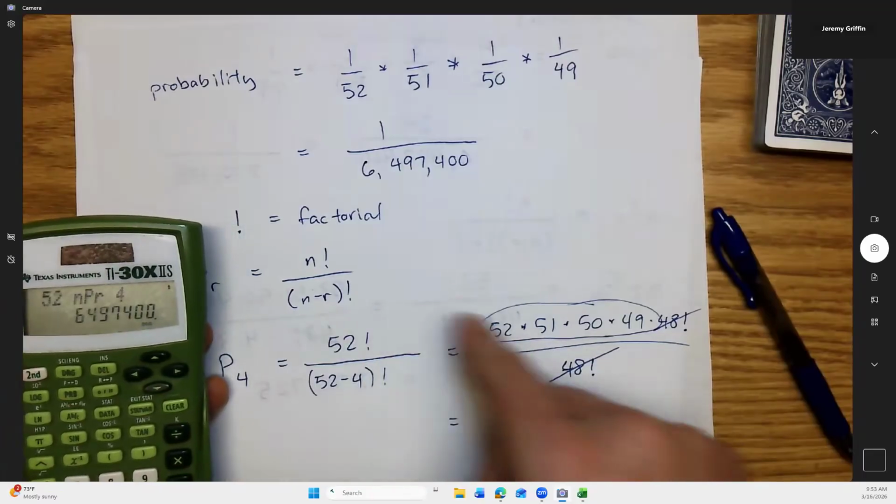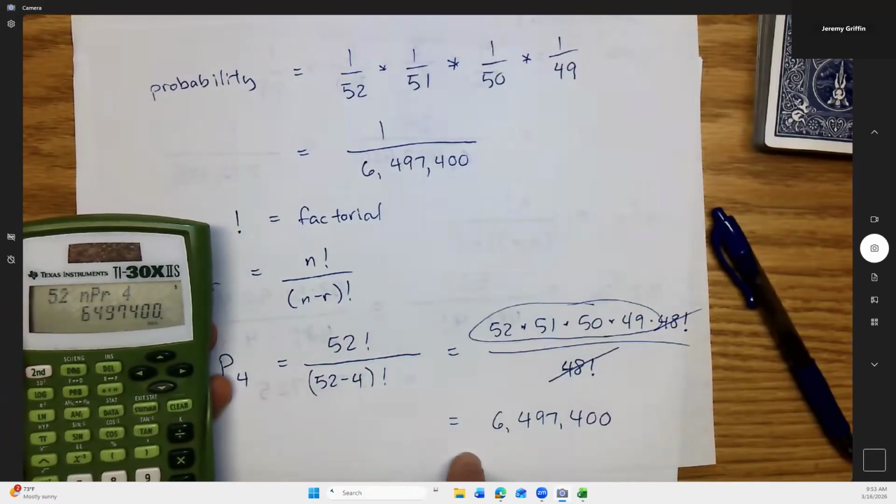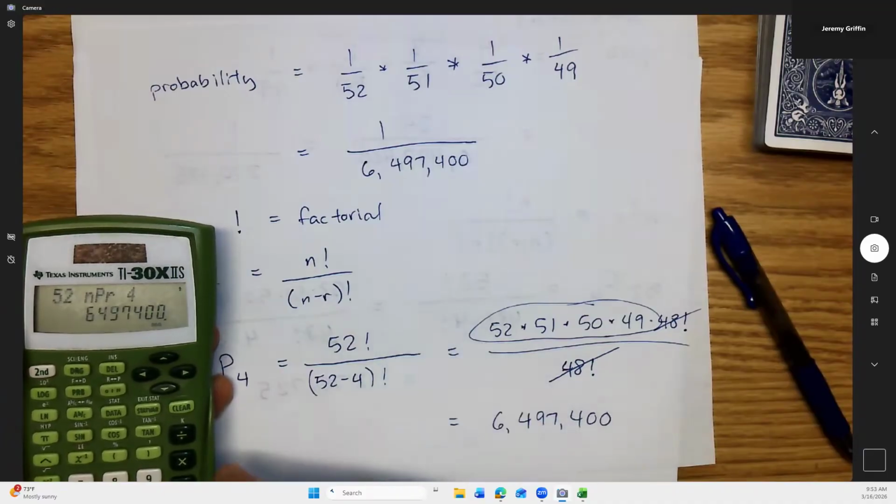And this is what it's doing behind the scenes. You guys get that? The calculator did it all. Or let's start over, clear that out. Let's do 52. Let's do combinations.